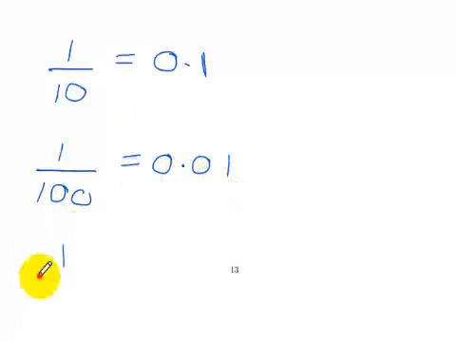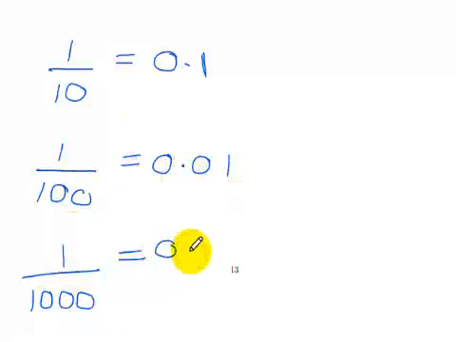1 over 1000. When we consider this as a power of 10, this is 10 to the power 3. So there are three zeros in the denominator, so you should put three decimal places here. So 0.001.